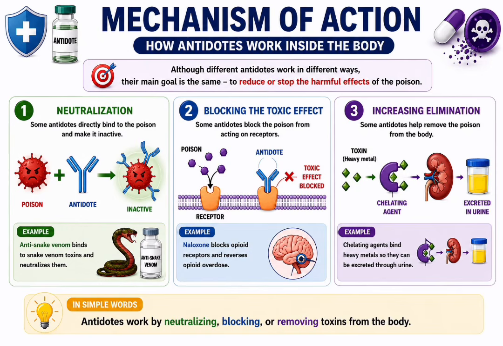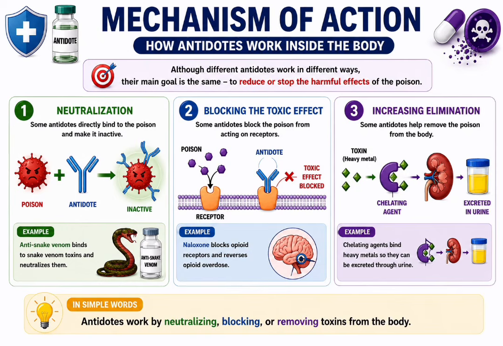Second, blocking the toxic effect. Some antidotes block the action of the poison at its receptor site, preventing it from producing harmful effects. Example: naloxone blocks opioid receptors and rapidly reverses the effects of an opioid overdose. Third, increasing elimination. Some antidotes help remove the poison from the body by binding to it, allowing it to be excreted through the urine. Example: chelating agents bind heavy metals such as lead or mercury, helping eliminate them from the body. In simple words, remember this: antidotes work by neutralizing, blocking, or removing toxins from the body.